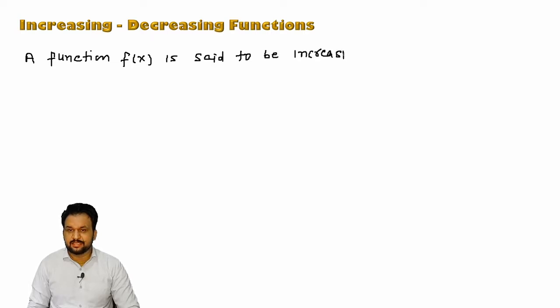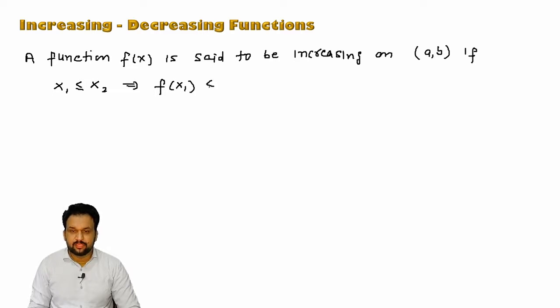A function f of x is said to be increasing on some interval, and I'm taking a to b, if you take any point x1 and that point is less than or equal to x2, another point, then substituting x1 in this function gives you a value less than or equal to f of x2, for all x1 and x2 belonging to this interval (a, b).